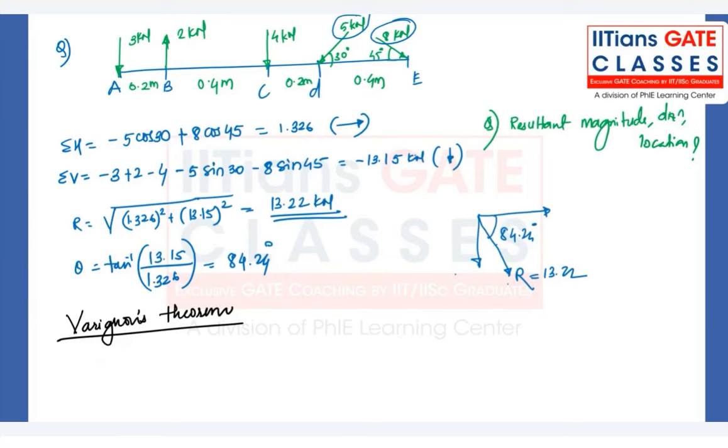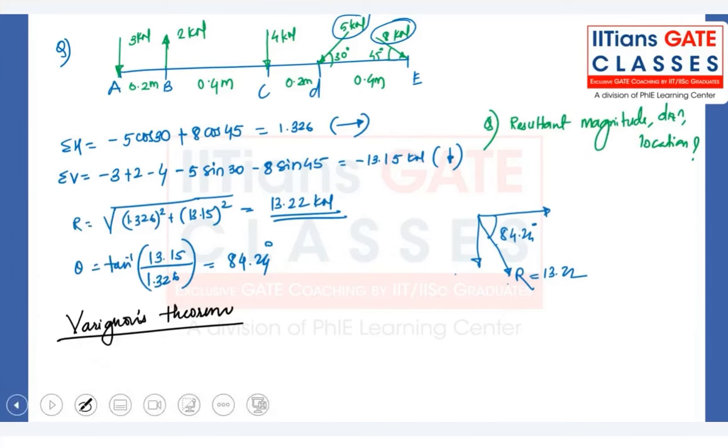The moment of the resultant about a point is equal to the sum of the moments of the forces about the same point. So let's take the reference point as A. Let's take all the moments about point A and then solve the problem.